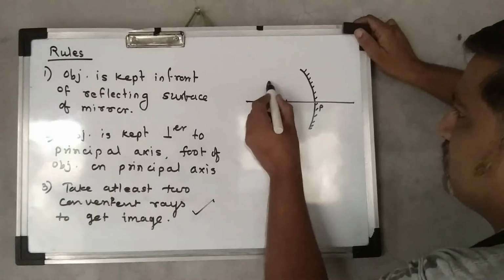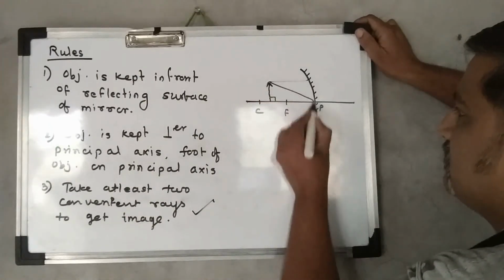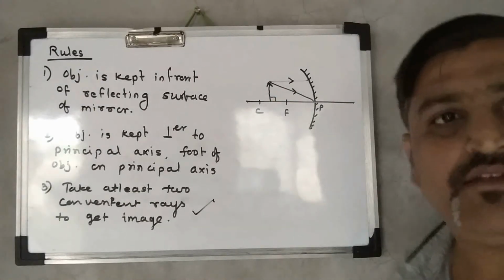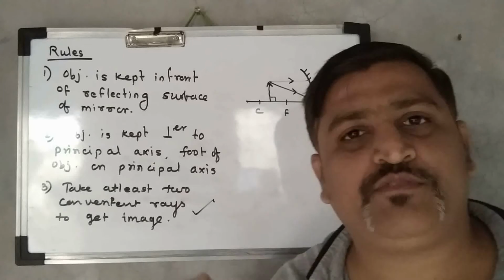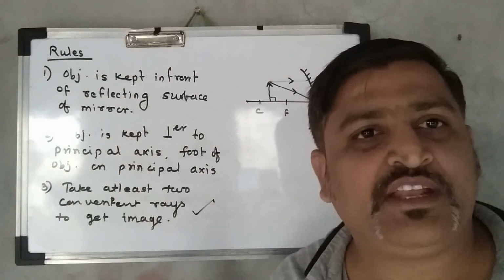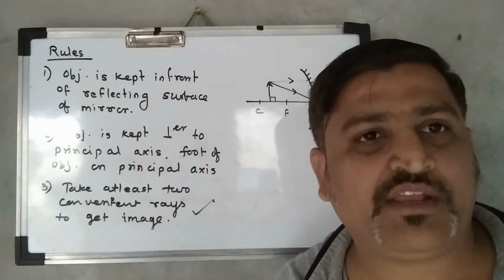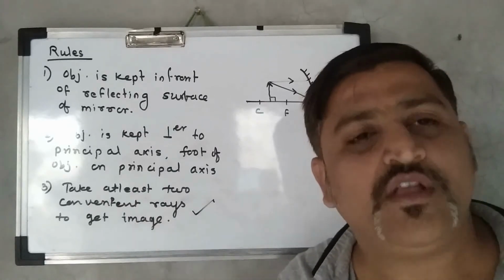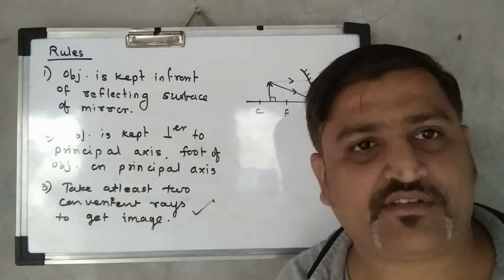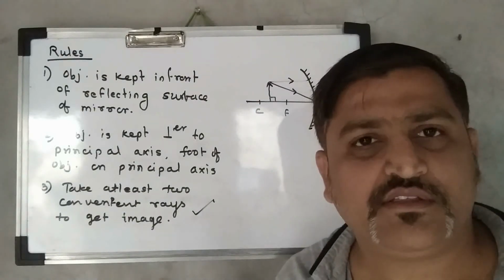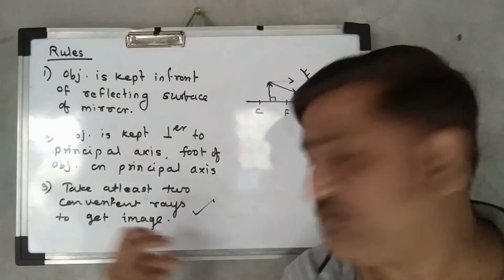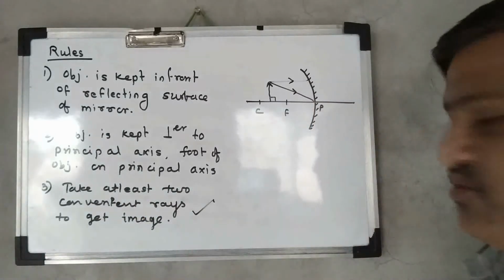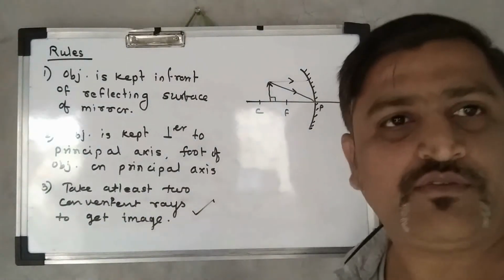So at least two convenient rays we have to take, which are incident on the mirror, and after reflection of these rays we will get the image formed wherever the reflected rays intersect, or seem to intersect. These two cases we will study later. Before that, take at least two convenient rays to get the image. On this topic we are going to see.